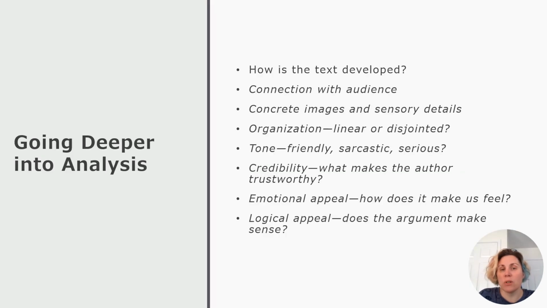As we move deeper, we ask how the text is developed. How does the audience connect to the material? Are there concrete images or sensory details? How is a text organized? Is it straightforward and linear, or is it disjointed? Are there large blocks of information or short bursts? What is the tone? It could be pleasant, aggressive, gentle, or sarcastic.